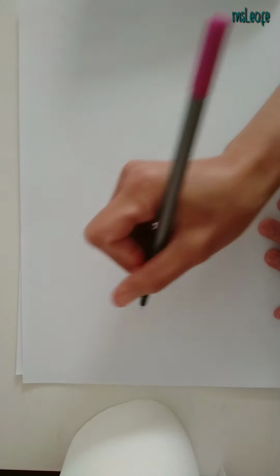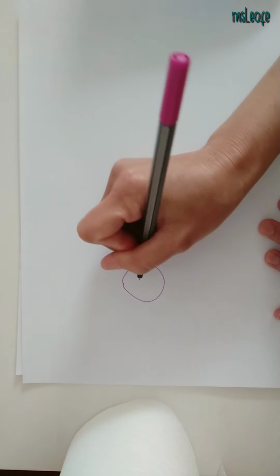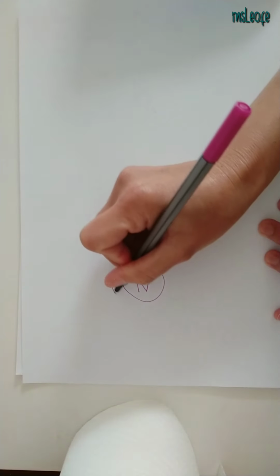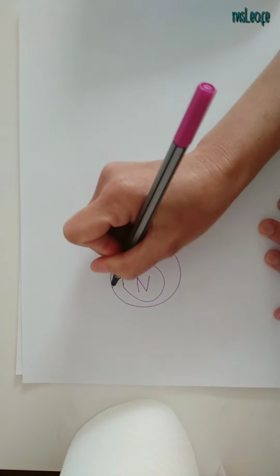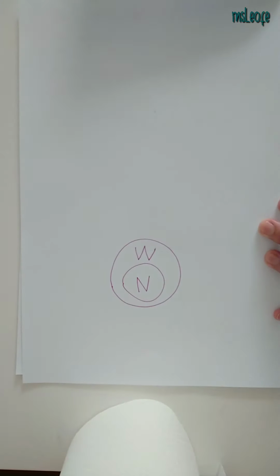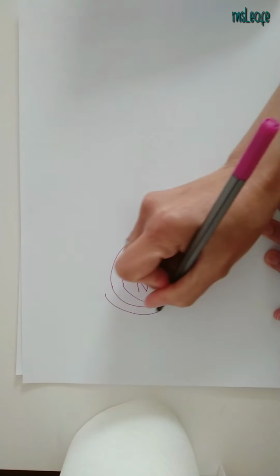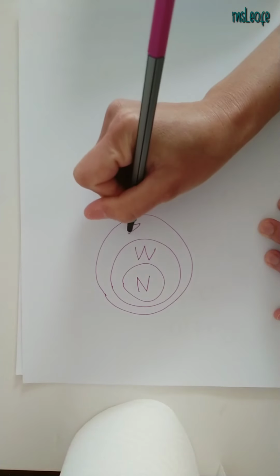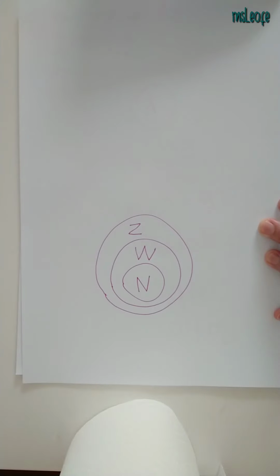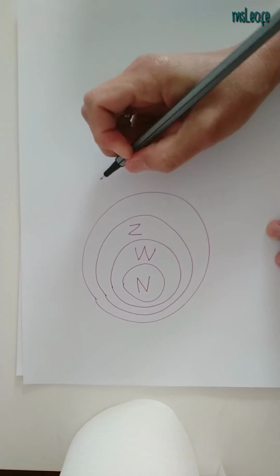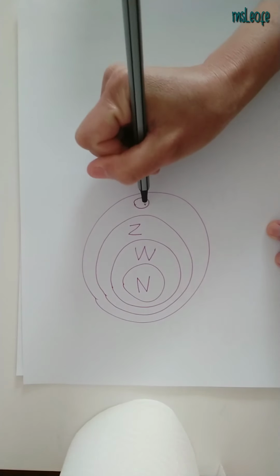To simplify it even more, we start with the sitio, which is the natural numbers. And then we go to the barangay, which is the whole numbers. And then we go to the city, which is the integers. And then we go to the province, which is the rational numbers.